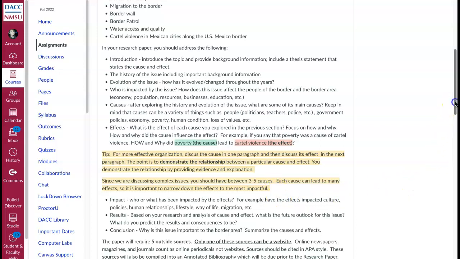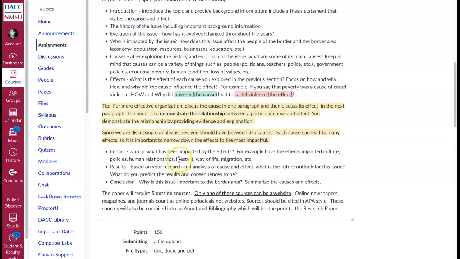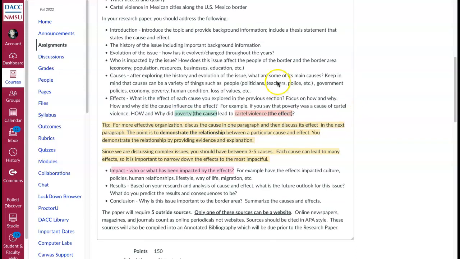Now, after you've discussed the causes and effects, you also have to look at the impact. So you've discussed the effects, so what are the impacts that we're having based on these effects? This is different than what you discuss at the beginning of your paper, because the beginning of your paper asks who is impacted by the issue. So in this case, you could say, well, the people of the border are impacted by this. However, when you look at the impact towards the end of your essay, you're looking at who is impacted by the effects.